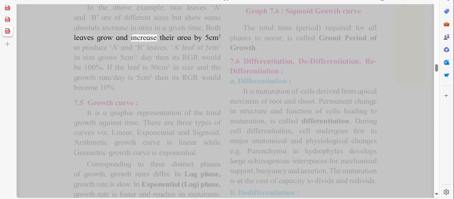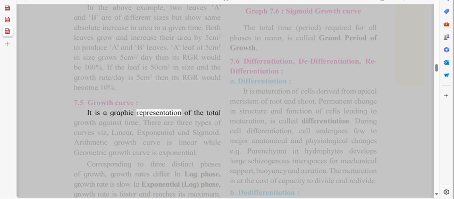Both leaves grow and increase their area by 5 cm2 to produce A and B leaves. A leaf of 5 cm2 in size that grows 5 cm2 per day would have an RGR of 100%. If the leaf is 50 cm2 in size and the growth rate per day is 5 cm2, then its RGR would become 10%.